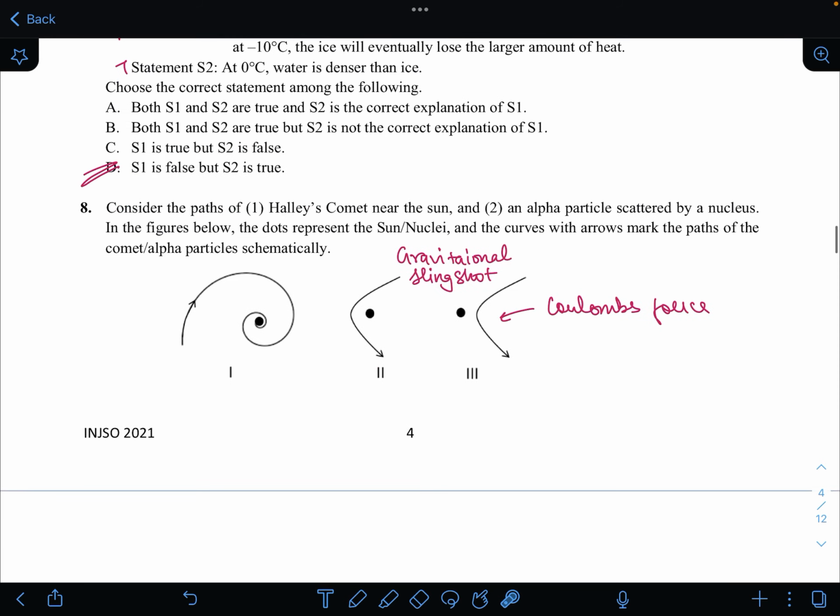Now comes question number 8, which is the last question for the day. Consider parts of Halley's comet near the sun, and second, the alpha particles scattered by a nucleus in the figure given below. The dots represent the sun or the nuclei, and the curves with arrows mark the paths of the comet or alpha particles respectively. So we have to figure out which of these three representations represent Halley's comet and the alpha particles.